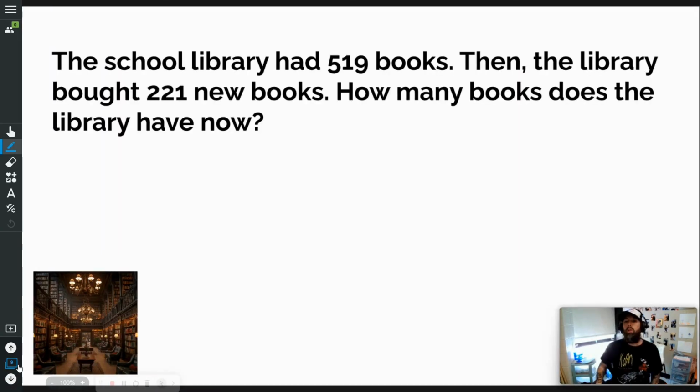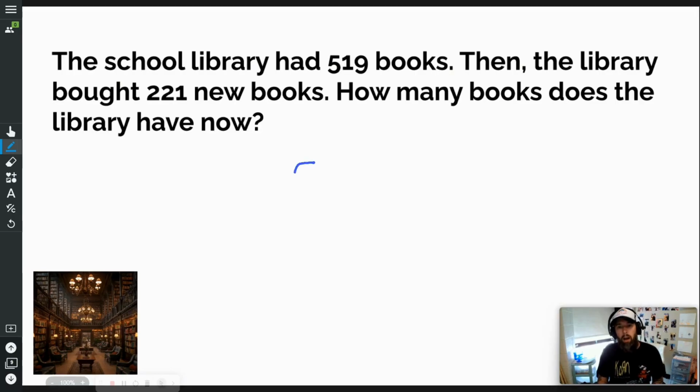The school library has 519 books. Then the library bought 221 new books. How many books does the library have now? So they already had 519. They got 221 more. We're going to add those numbers together.